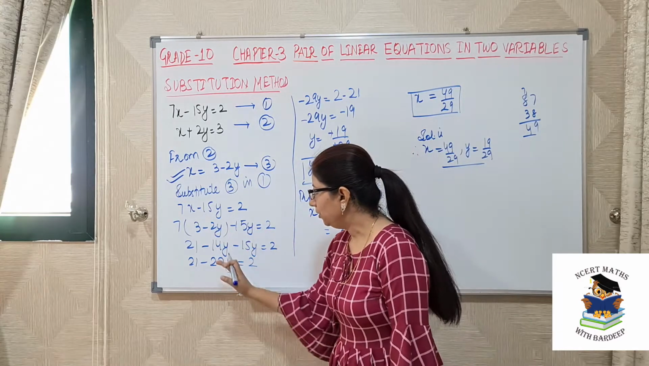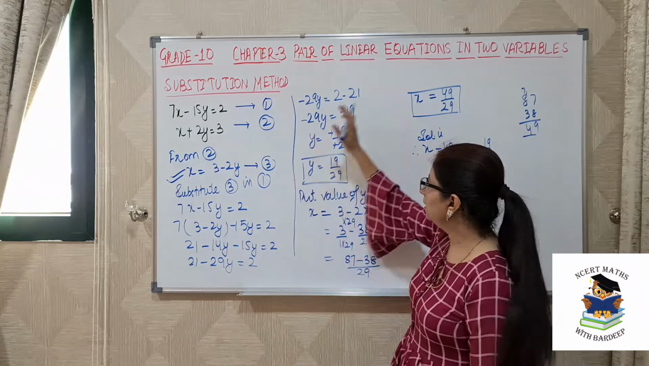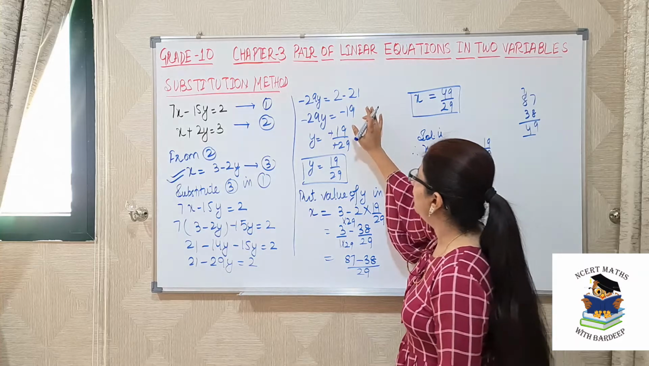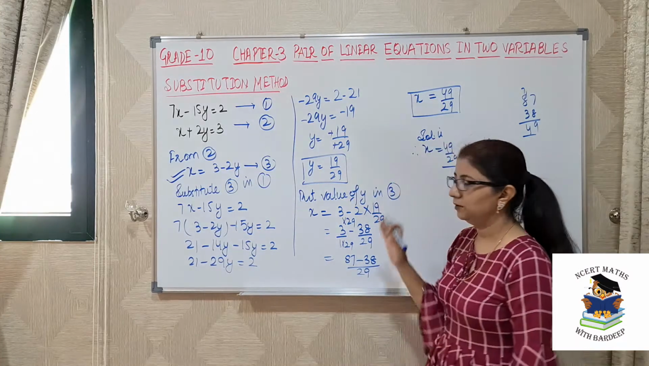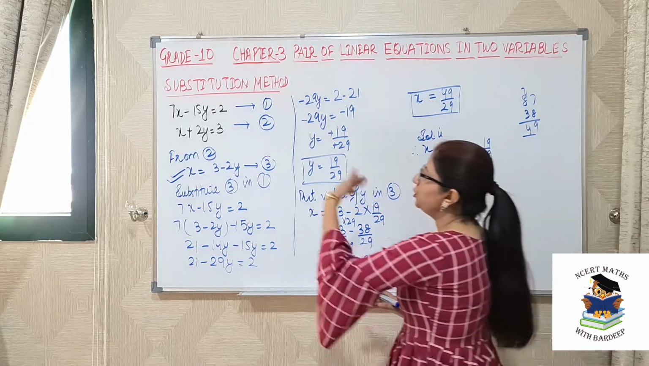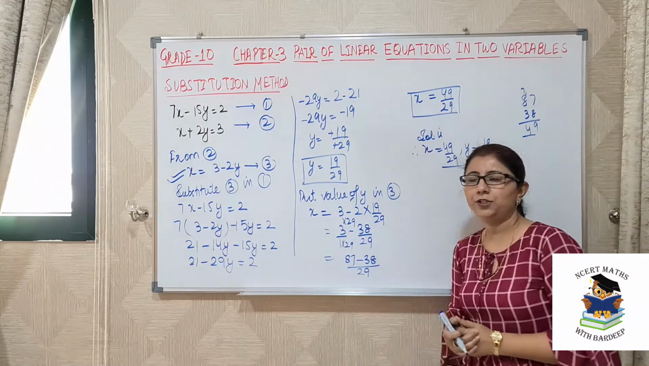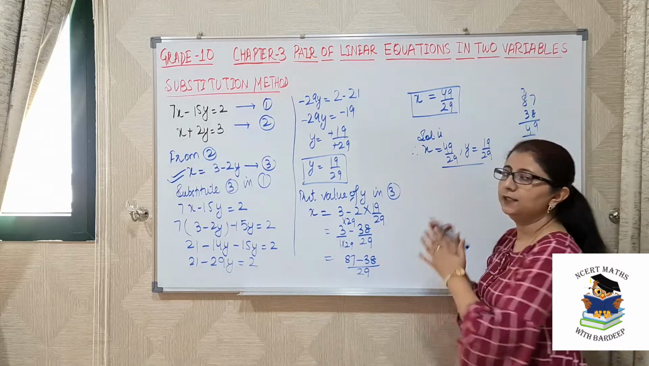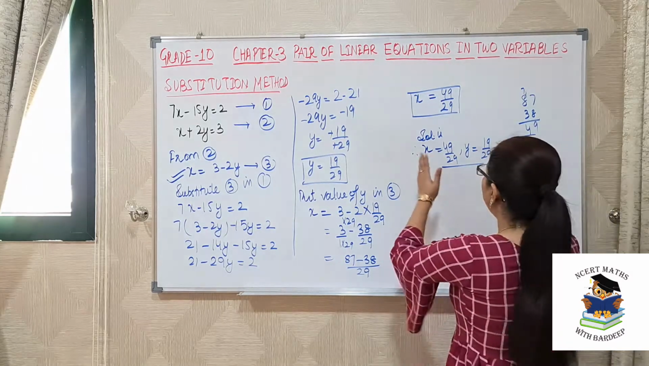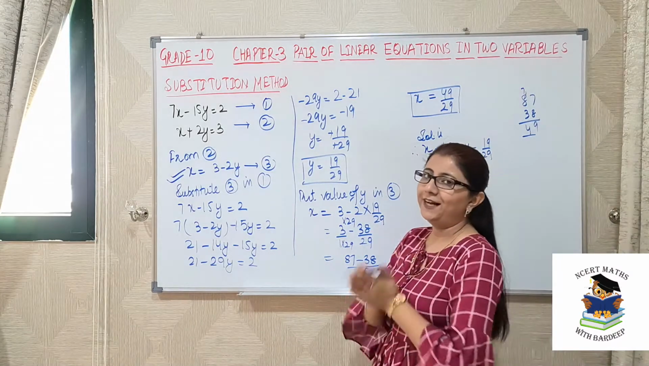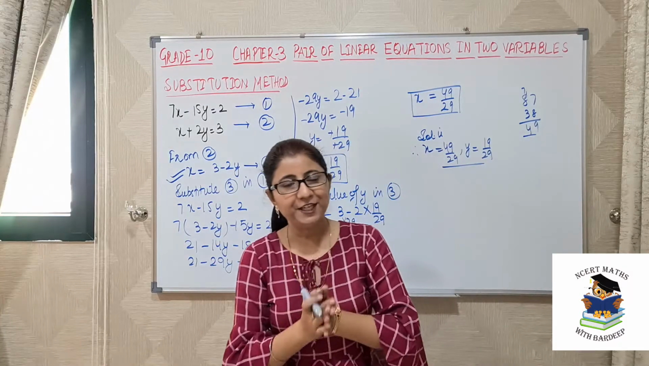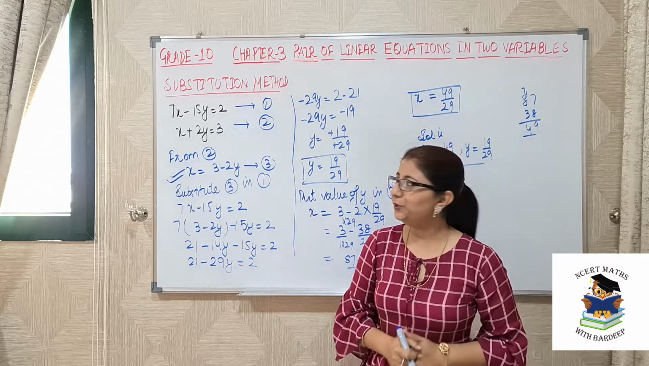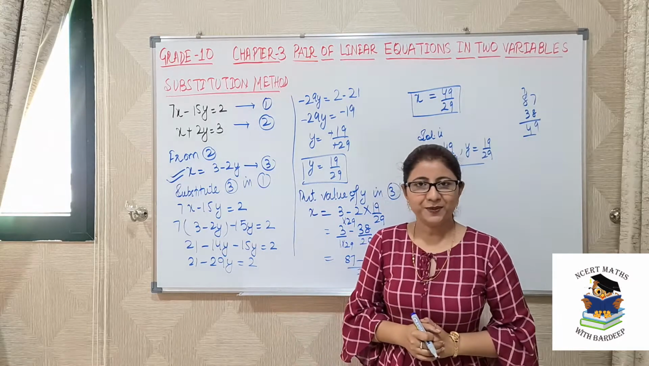You can find the solution for that particular variable by the method of solving linear equations, and whatever value you get of one variable, substitute in any equation, that is either 1, 2 or 3, and find the value of the second variable. So whatever pair of values you got, that is the solution of your given pair of linear equations. I hope the substitution method is clear to you. Now let's move on to the next method.